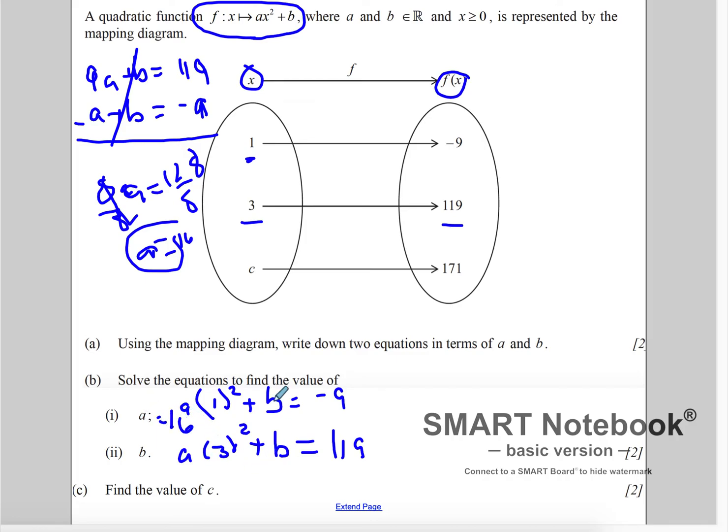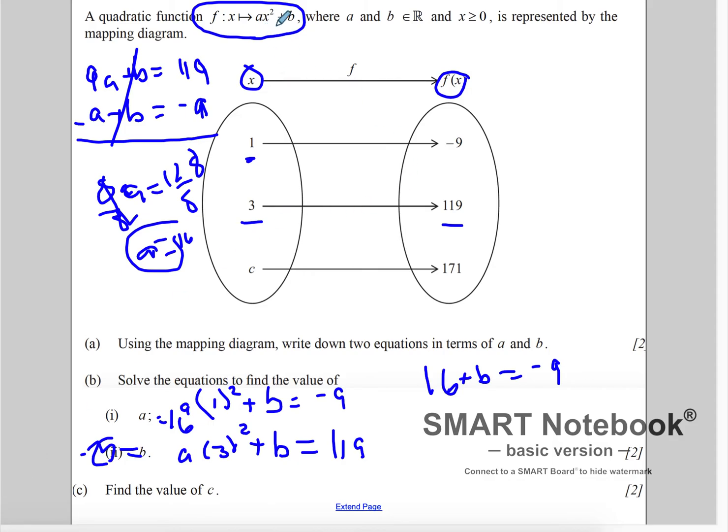Then I'm going to plug back into one of these simpler equations. I'm going to plug back into this one because it's easier. So 16 times 1 squared, which is just 16, plus b is equal to -9. When I solve for b, I subtract 16 from both sides, and I'll be left with b is equal to -25. So a little bit confusing, but once you set it up, the math is pretty simple.